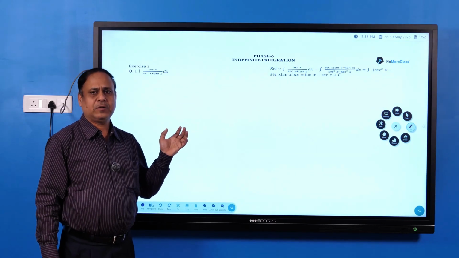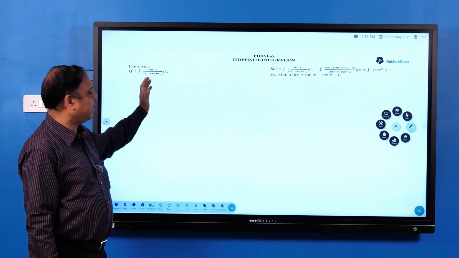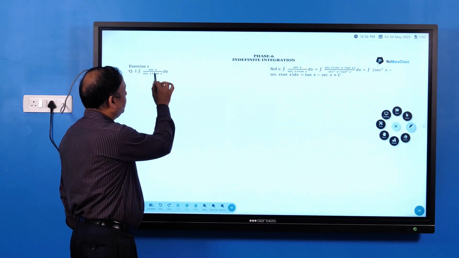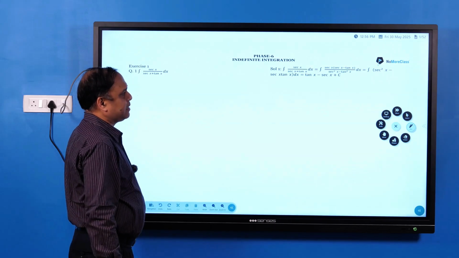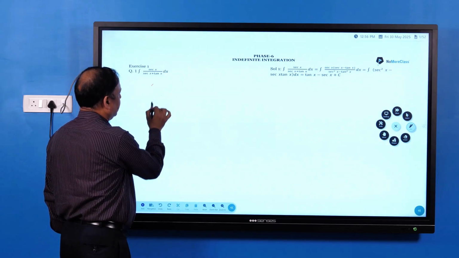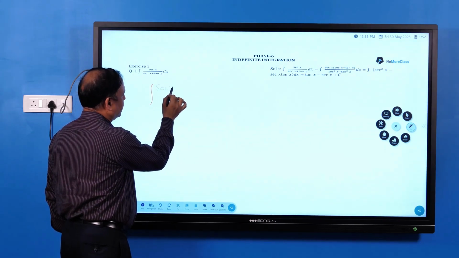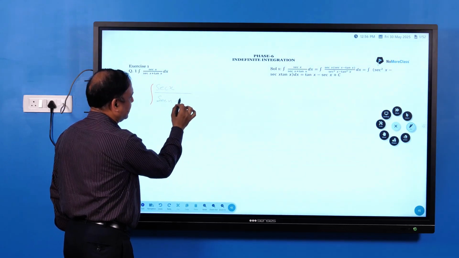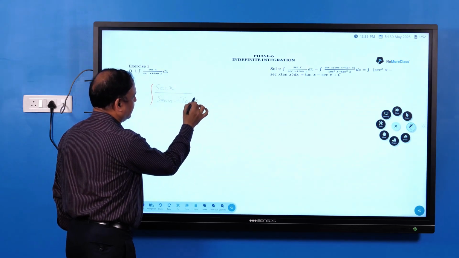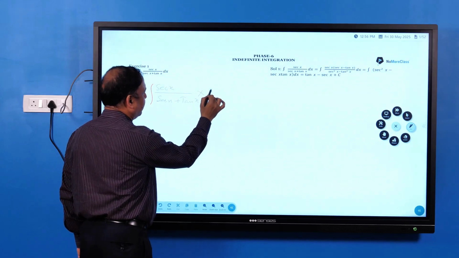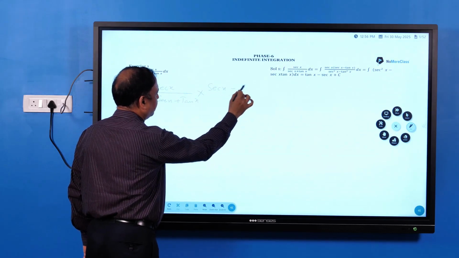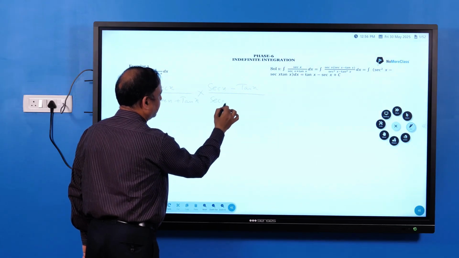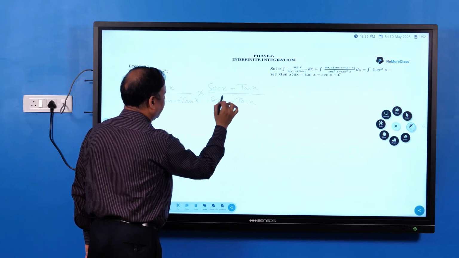Then you have to use one trigonometric identity: sec square x minus tan square x is equal to 1. So we will multiply and divide both numerator and denominator by sec x minus tan x. So this is integration of sec x upon sec x plus tan x, multiply and divide by sec x minus tan x upon sec x minus tan x.